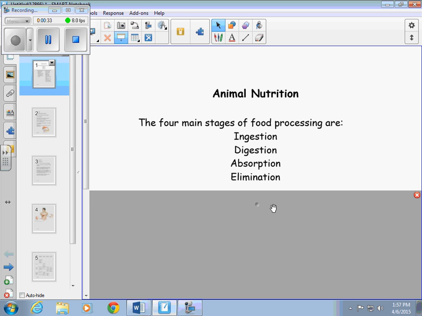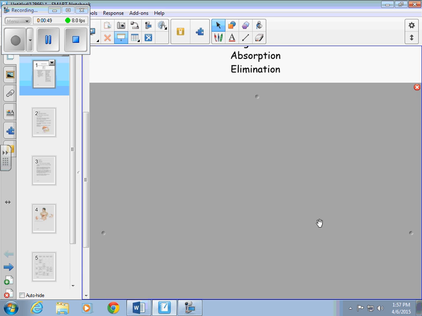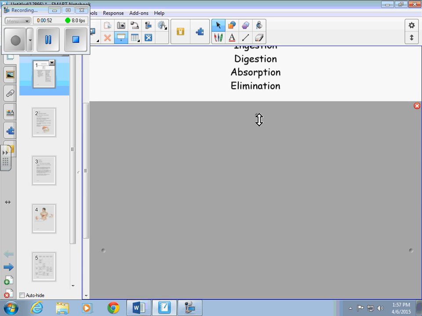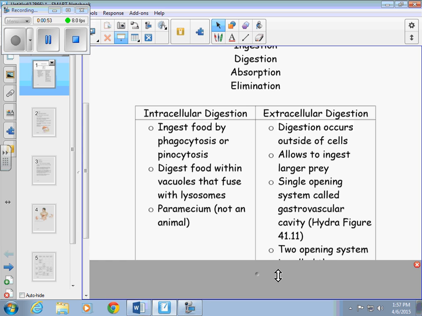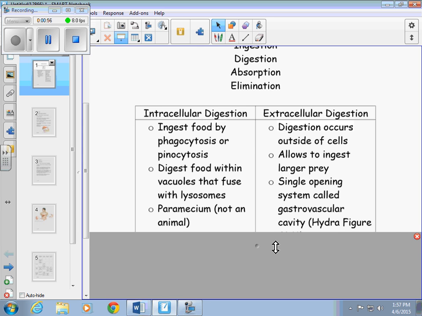There are four main stages in the processing of food. Food has to be ingested, then it will be digested, then it will be absorbed into the blood, and then it will be eliminated. Unused material will be eliminated. There's a big difference between an organism that carries on digestion through intracellular digestion versus extracellular.